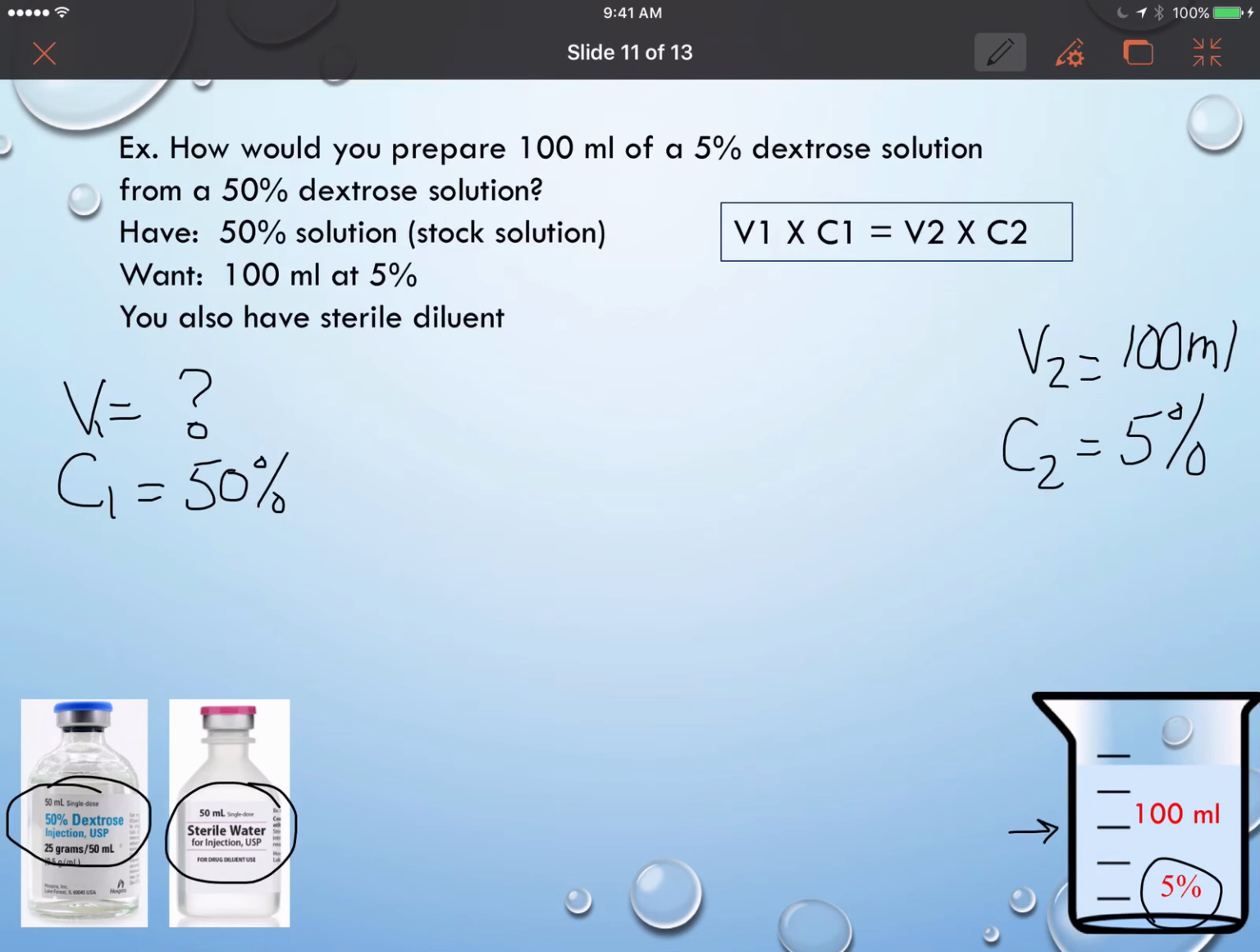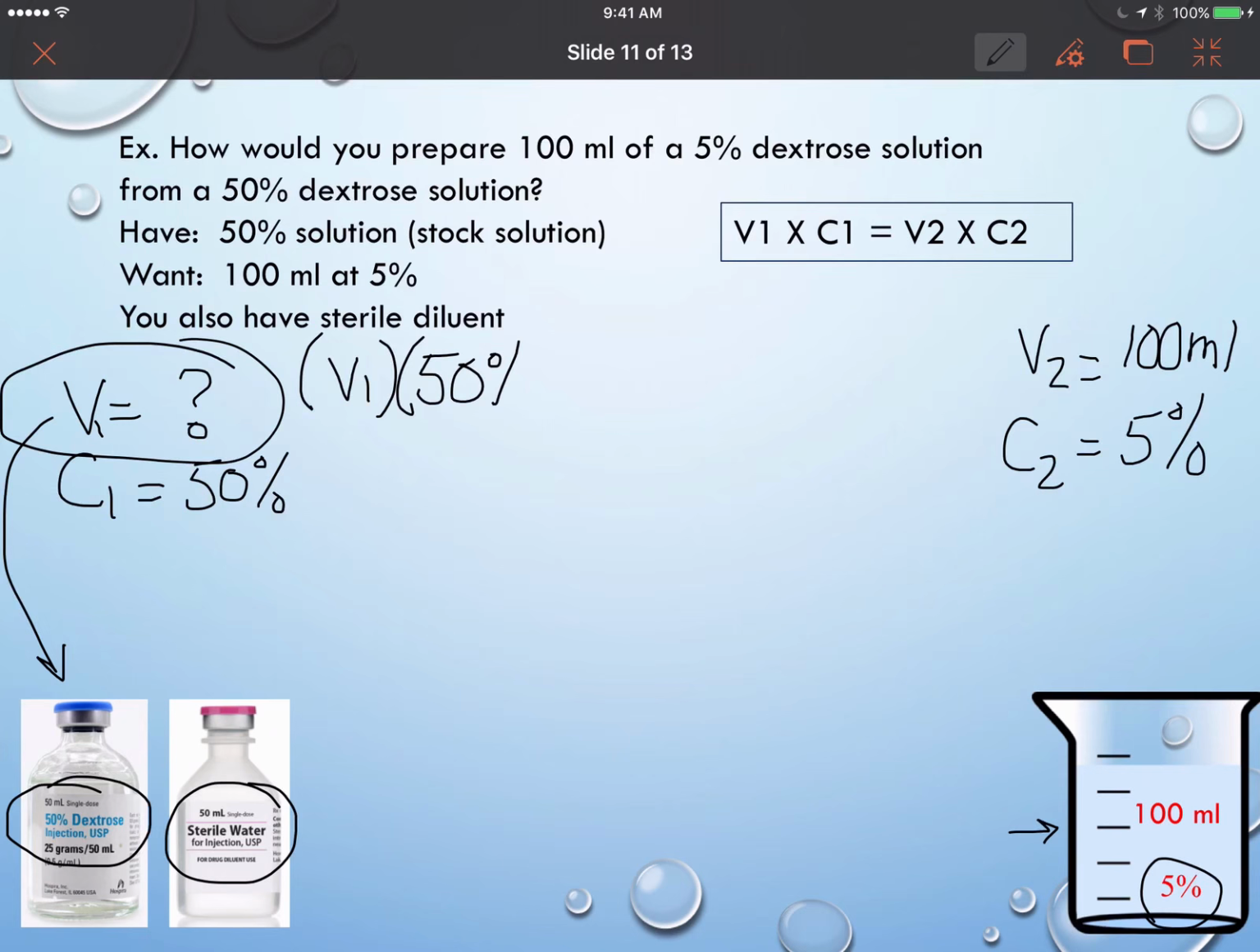So now what we're going to do is plug these in, and you can see where your unknown is here. Your unknown is the volume of your stock solution that you need to take out of that vial to mix with sterile water. So we're going to plug in the numbers here. V1 is our unknown. C1 is 50%. You don't have to change that percent as long as you use the same units on either side. So I'm going to use percent on both sides. V2 is 100 mils. And C2 is 5%.